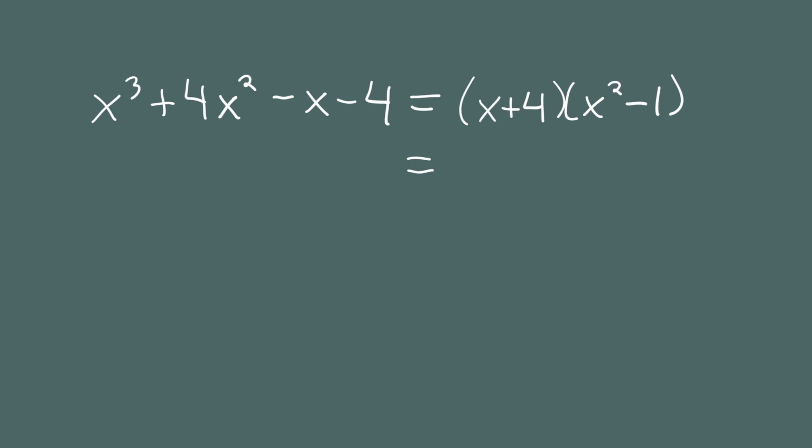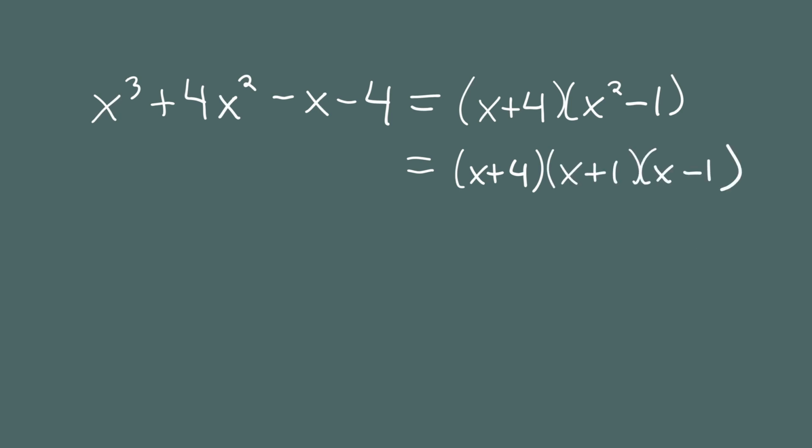And we can keep going. Just like with 30, we factored, first as 5 times 6, then 6, we broke it up into 2 times 3. Here, we can do something similar. We can keep factoring the parts. On the right-hand side, we have x plus 4, and x squared minus 1 can be written as x plus 1 times x minus 1.